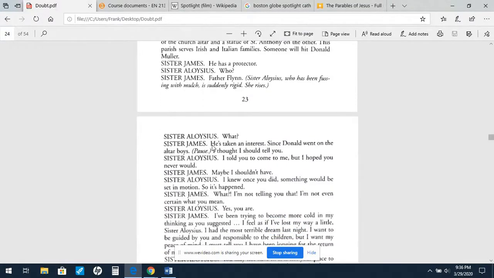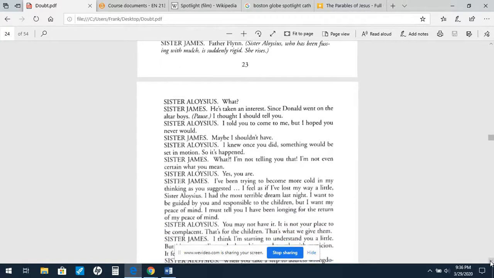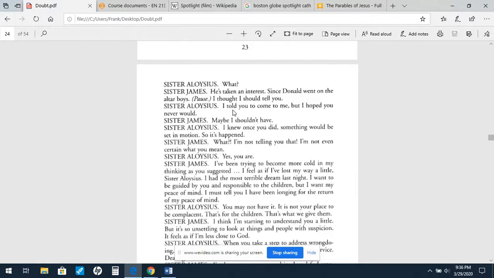As Sister James says, he's taken an interest since Donald went to the altar boys. I thought I should tell you. Now, there's really no sense of malice here, but look at the way Sister Aloysius takes Sister James' words. I told you to come to me, but I hoped you never would. Sister James says, and maybe I shouldn't have. Sister Aloysius, I knew once you did, something would be set in motion. So it's happened. And that is like Othello's line, once in doubt is to be resolved.